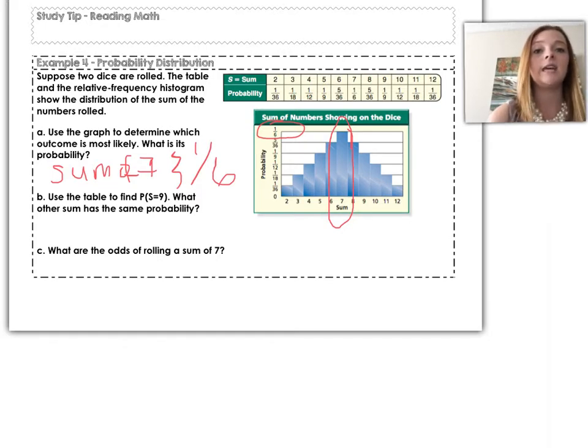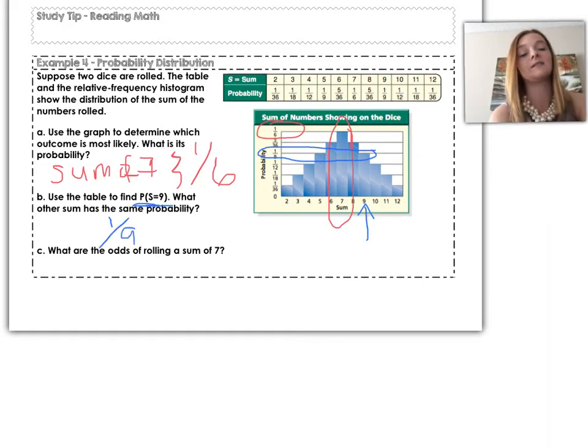Now it says use the table to find the probability of having a sum of 9. And notice that I just interpreted what this notation meant. P of the quantity S equals 9. That means the probability of the sum being 9. Now according to the table, here's where we get a sum of 9. And the bar shows me that that occurs 1/9. That is my chance, 1/9. Now it also says what other sum has the same probability, and that also occurs when I have a sum of 5, okay? They have the same chances.